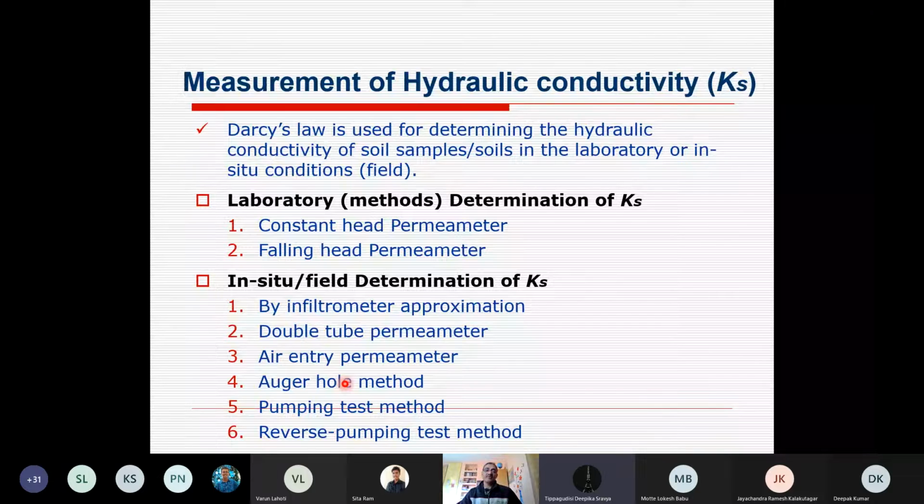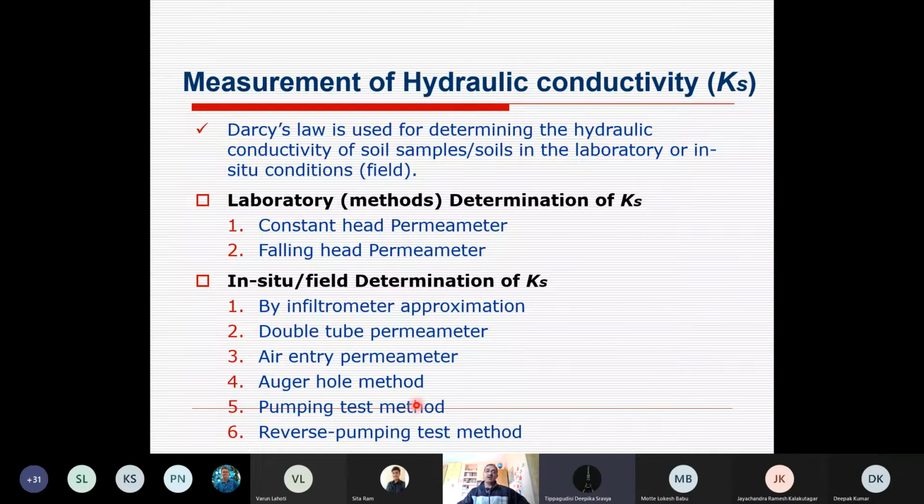In the auger hole method, we are developing a hole in the soil. Then we are filling this to find out the rate of loss of water, to maintain a constant condition of water. That is basically the idea of getting hydraulic conductivity.